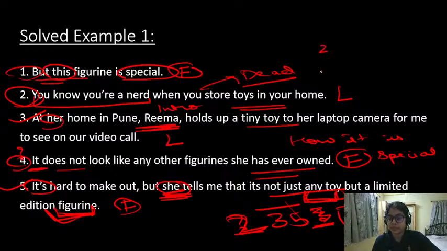So I will place it in the beginning, and all my pairs with their chronological order should be like this, because this is the first time it introduces figurines. So the order should be 2, 3, 5, 1, 4. I understand this is quite an easy question, but I just wanted to explain how to approach it first. So I hope you've understood the approach.